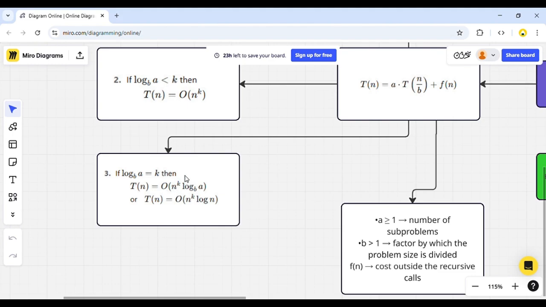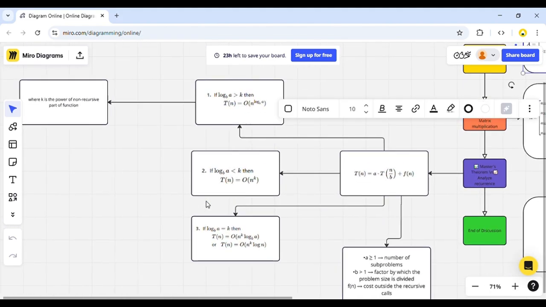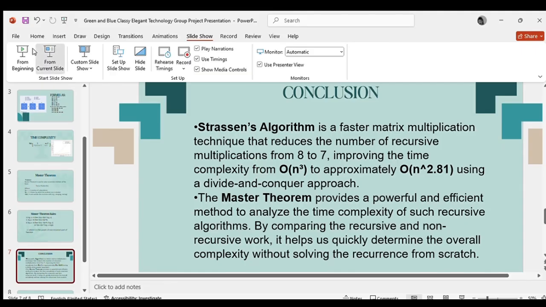So the time complexity will be T(n) = big O of n raised to power k times log n. As k is equal to log base b of a, you can replace k with log base b of a. So the final time complexity will become T(n) = big O of n raised to power log base b of a times log n. And that's all. Now we have the conclusion.